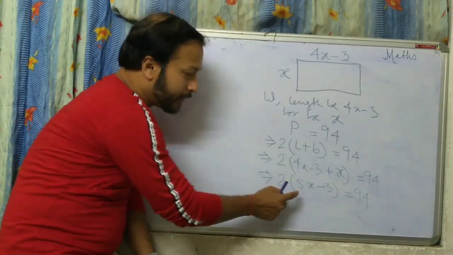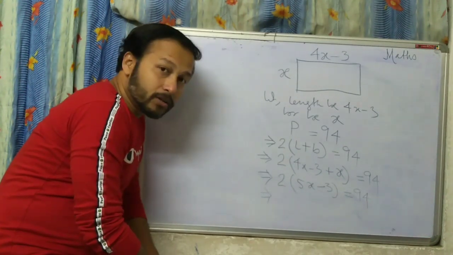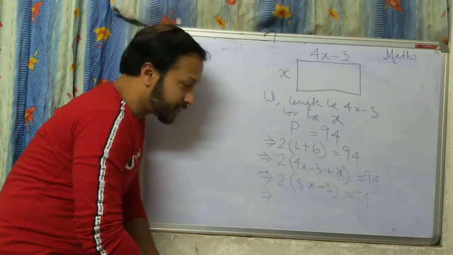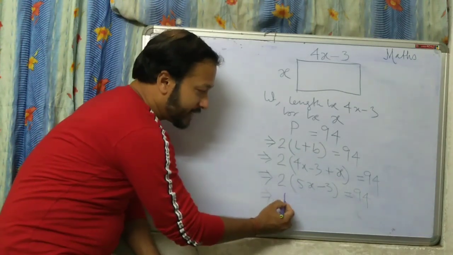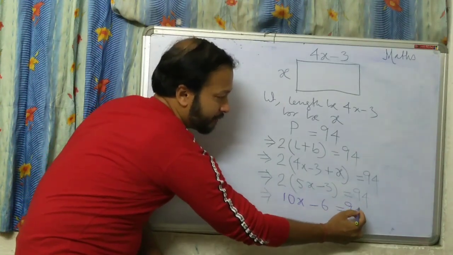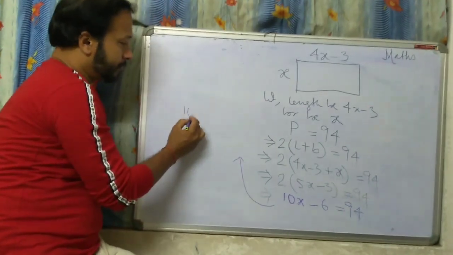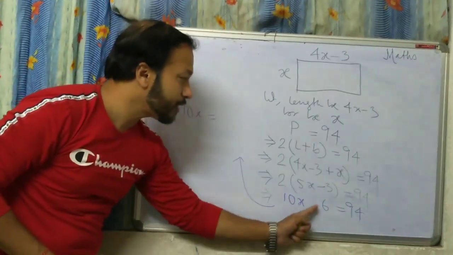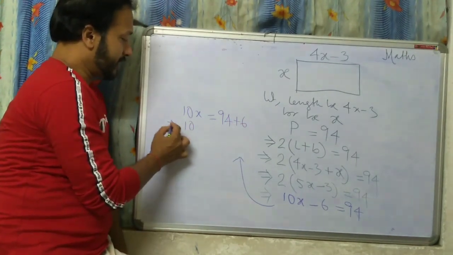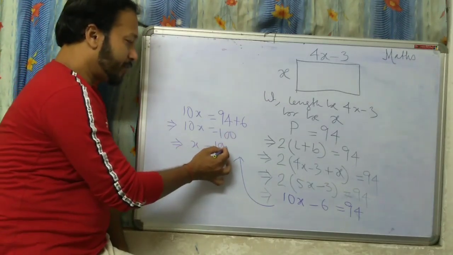Now, remove this bracket. I taught you in linear equation chapter. For that again you have to refer the first video, and I hope you have seen the first video, so you know how to remove the bracket. 2 into 5, that is 10x, minus 2 into 3, 6, equal to 94. So 10x equal to, minus 6 will go that side. So 94 plus 6. So 10x equal to 100. So x equal to 100 by 10.